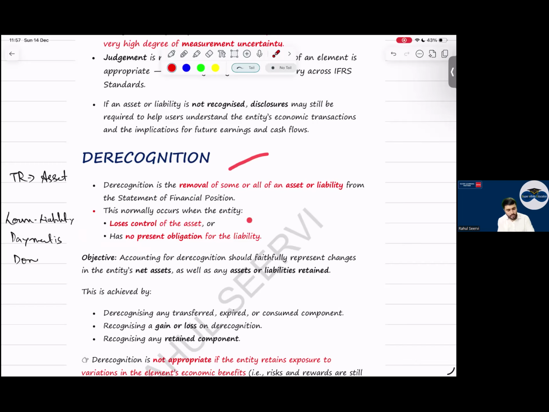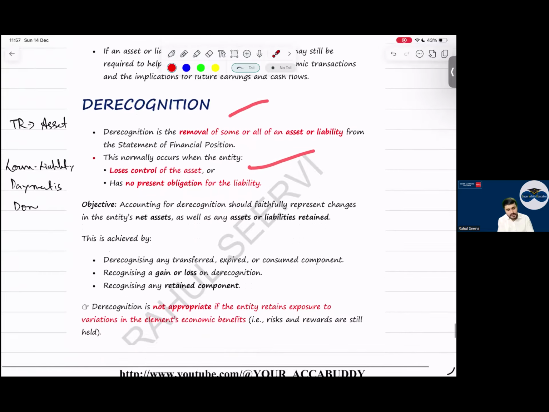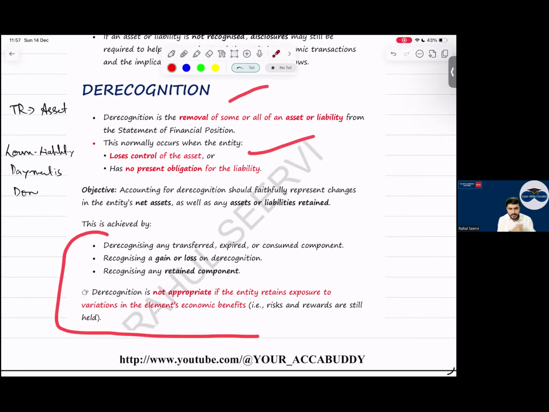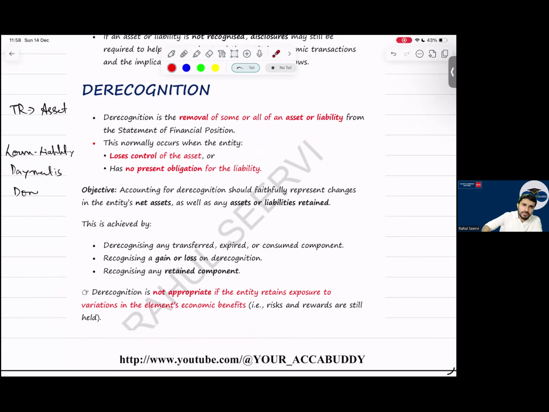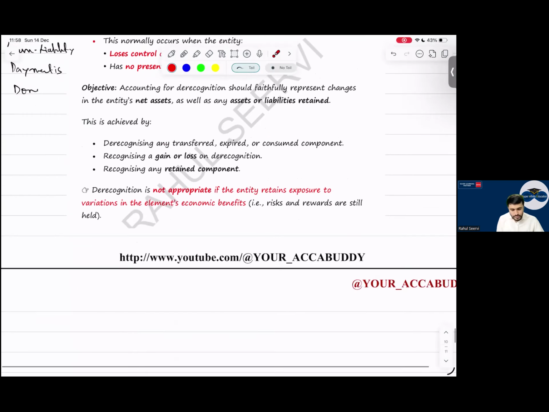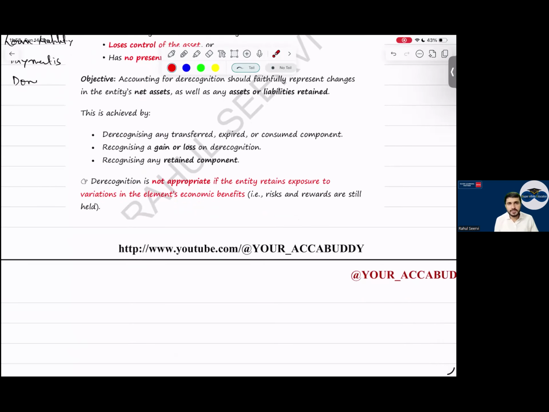So derecognition, I hope it is clear to everyone. Yes, sir. Sir, whenever we derecognize, can I say whenever I remove any item from my balance sheet, gain or loss will be there or not? Today I have an asset of 10,000, I sell it, I have a gain. So derecognition means what? Derecognize from the books when it does not meet the definition of asset, control is not there, future economic benefit is not there, or obligation is not there. At that time we derecognize. Yes, sir. So with this, the recognition and derecognition part is done.